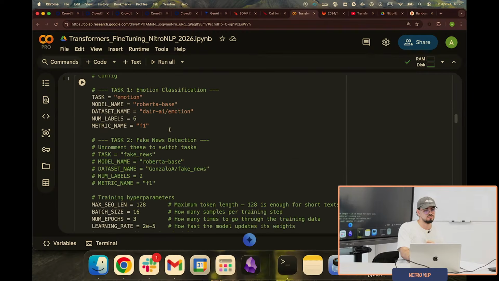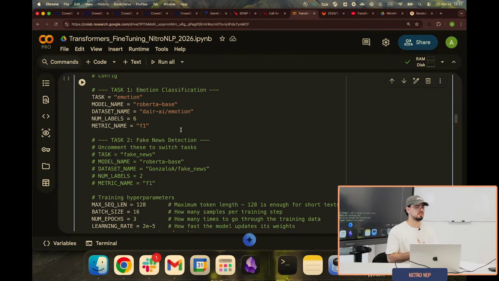All right, so for the task, we're gonna define some variables. I defined also a variable called task because as I presented before, we can use both of them and the code would change like 4 lines. It's very reproducible. So the first task would be emotion, and the second task would be fake news, which I commented. You'll see why later.